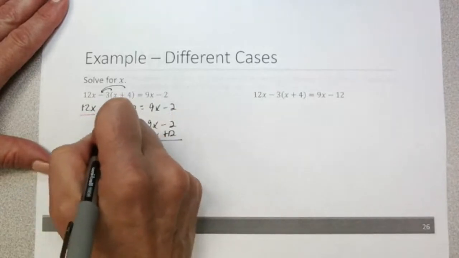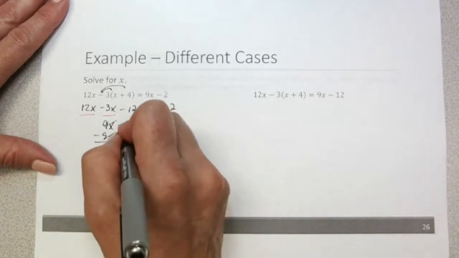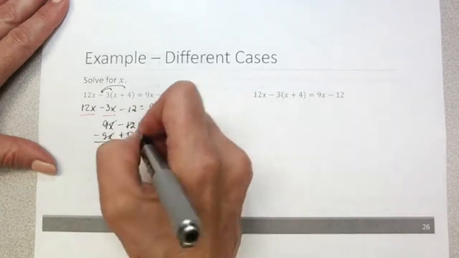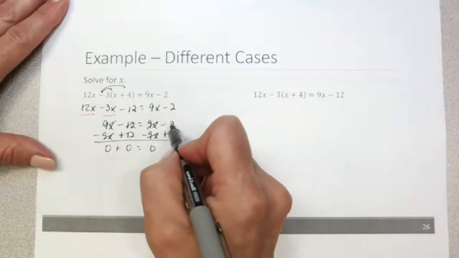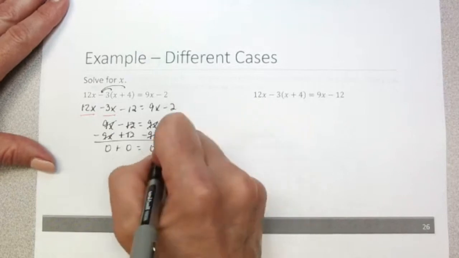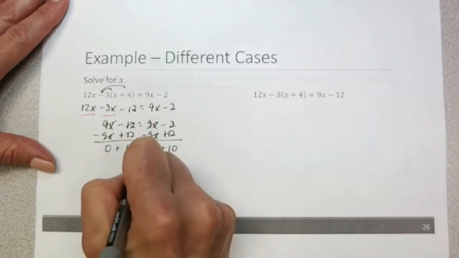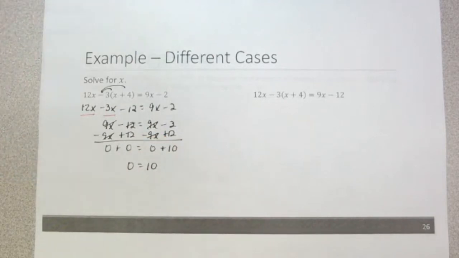So 9x minus 9x, well, that's just 0, right? And then -12 and +12, well, that's also 0. Well, the 9x also adds out on the right-hand side, but -2 plus 12 is a +10. So what do we end up with here? 0 equals 10. Is that true?